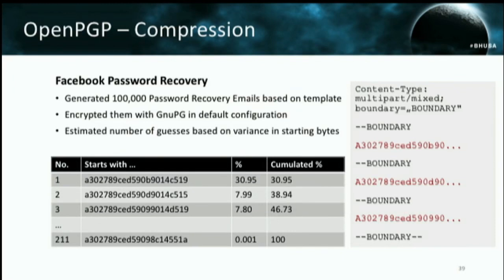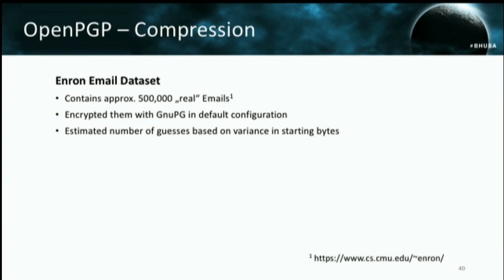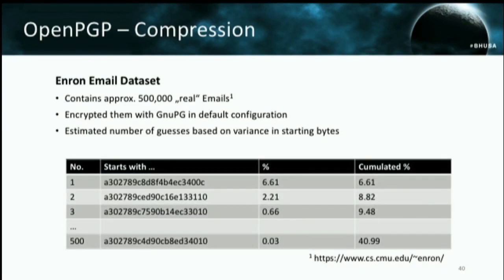Okay. After that, we wanted to look at a more realistic example from real-life communication, and we took the Enron dataset here. The dataset is approximately 500,000 real emails from company communication. We took this email dataset and encrypted it with GnuPG again, and looked at the first 11 bytes here. And we found out that within the first 500 bytes, what we can do in one single email, we can break 41% of the whole dataset's email communication.